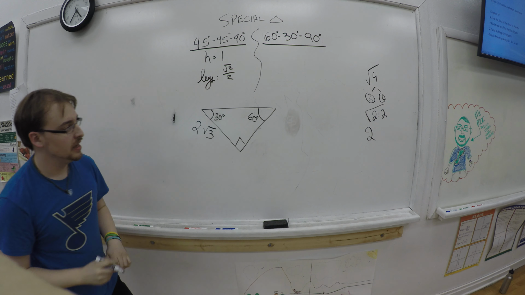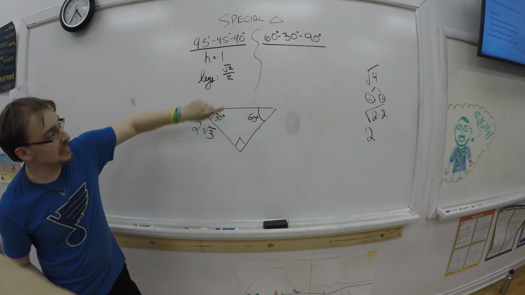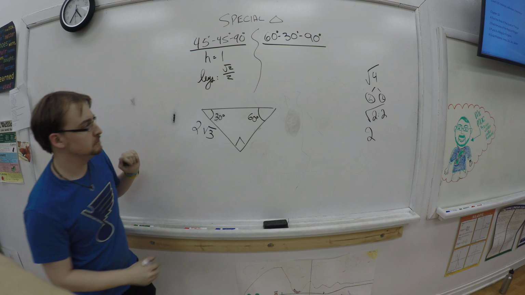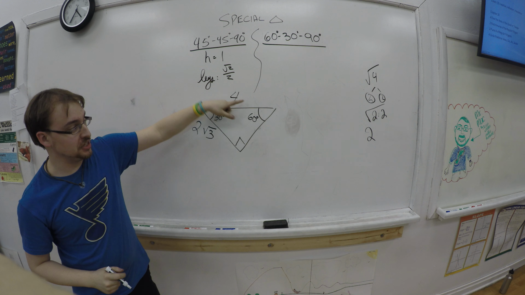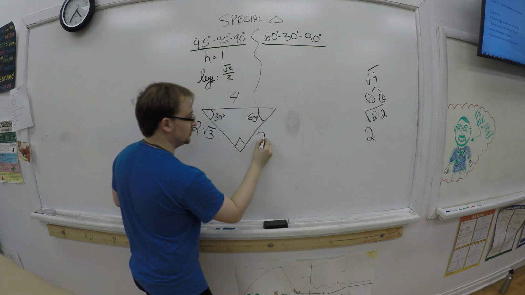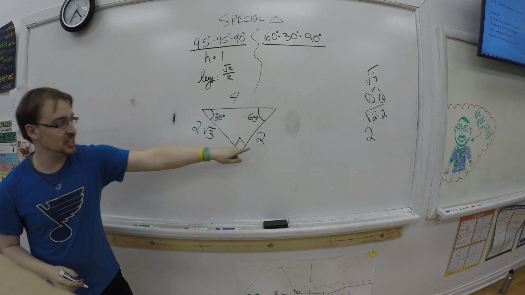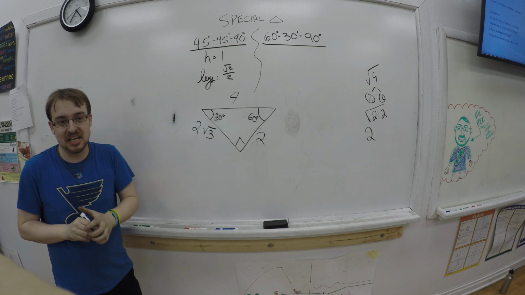Here's a triangle. I want you to find the sides. What is this going to be? 4. Yep, and then 2. This is our hypotenuse, which means this is our 30 side, which is half, which is 2. And then this is this side times root 3. Ta-da! You did it!